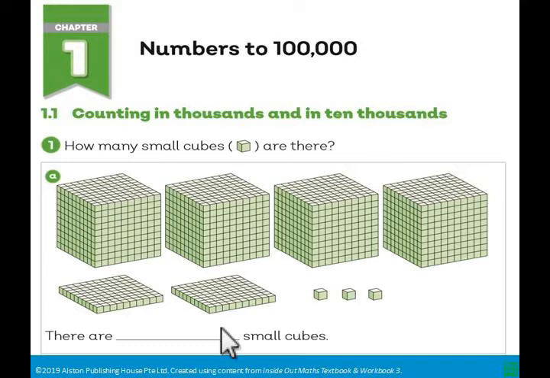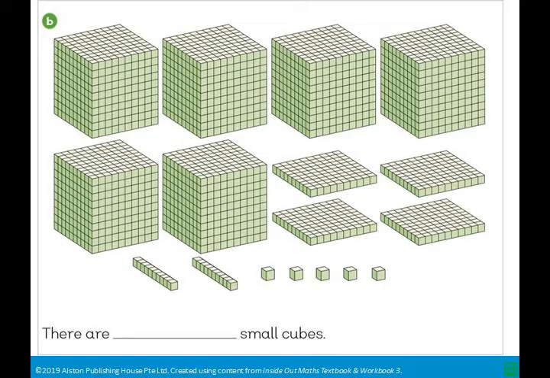Next. B. So how many 1,000 are there? 1, 2, 3, 4, 5, 6,000. Then how many 100? 1, 2, 3, 400. How many 10s? 1, 2 10s. This is 20. Then how many 1s? 1, 2, 3, 4, 5. So there are small cubes. Very good. Easy. Very good.